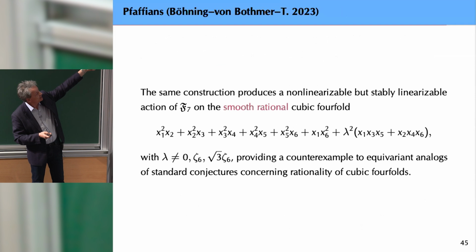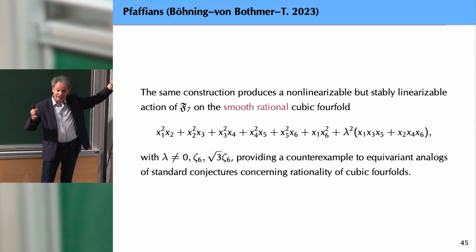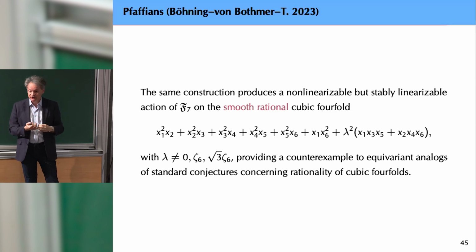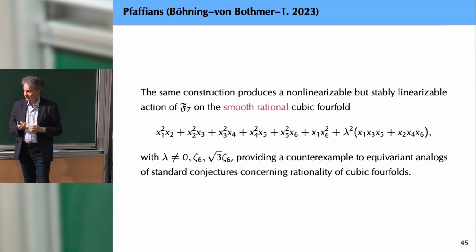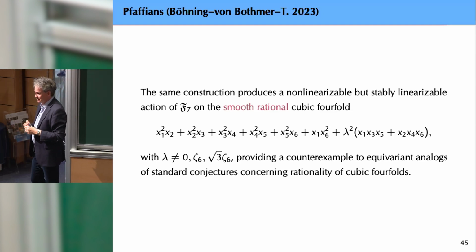So you take this thing and you multiply the cubic fourfold with P1, and then it's linearizable. But there are no obstructions in the derived category whatsoever. The evident question is, how does one ever find such an example?